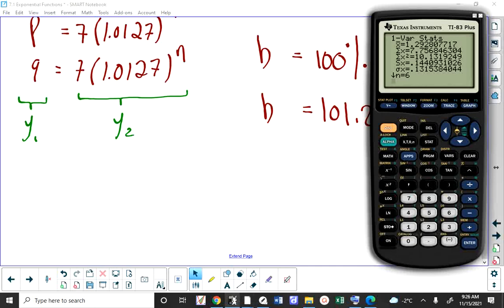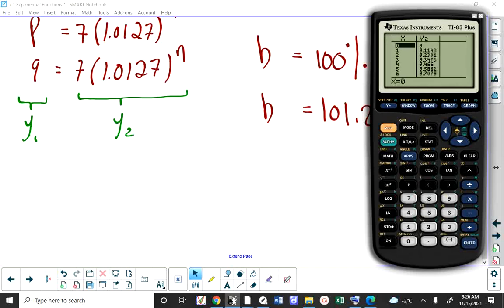We can get a rough idea of when that's going to happen by also peeking into our tables and seeing what's happening to the population. So, for example, I'm going to go y2 equals 9 times 1.0127 raised to the x. And I'm going to look in my table right now. I'm going to start at 0 and go up by 1.